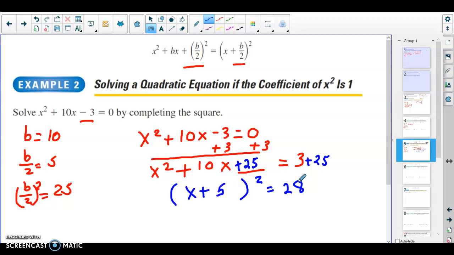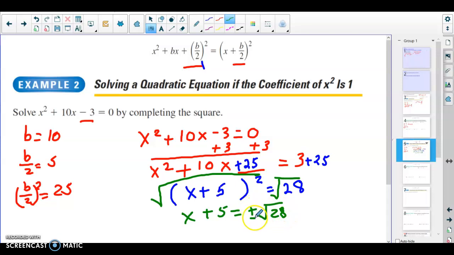All right, so now you're going to see why I would bother doing this. Because I want to solve this quadratic equation. And so far, we know how to factor, but not all equations are factorable. So how do I go about solving this one? Well, now I can solve it pretty easily, because now I just have to take the square root of both sides. On this side, if I take the square root of a square, I get x plus 5. And on this side, if I take the square root of 28, I get plus or minus the square root of 28.